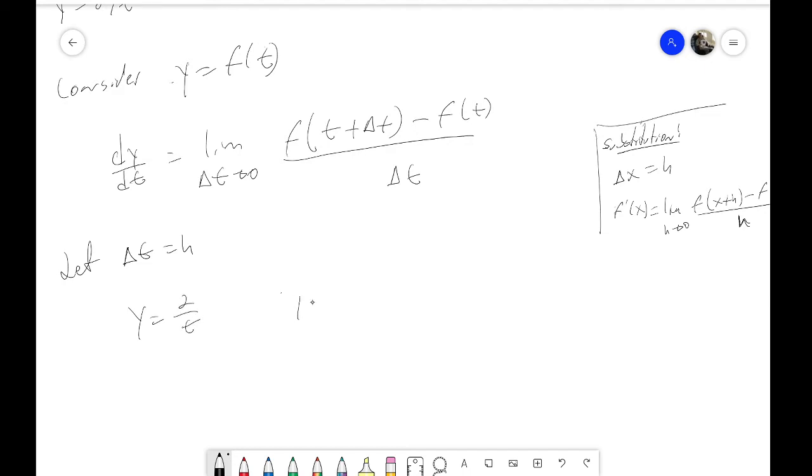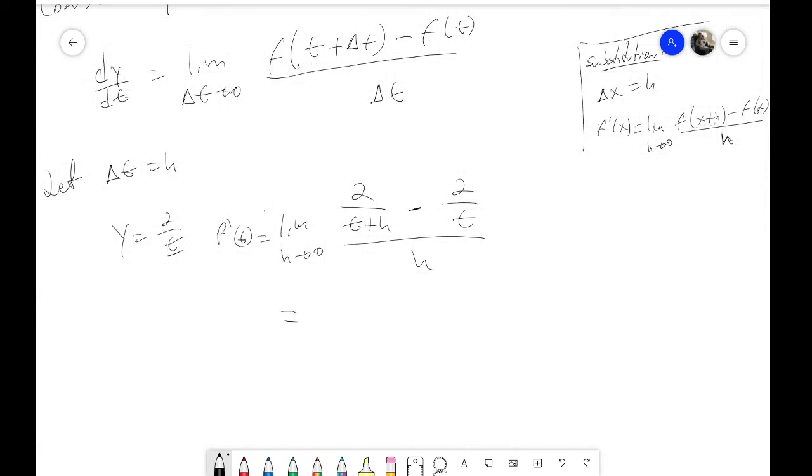So what we're really doing is taking the limit as h goes to 0. Remember, we're doing the substitution of 2 over, now we have the t here. Well, for t I'm plugging in t plus delta t, but as we just said, I'm going to be plugging in t plus h. So it's going to be 2 over t plus h minus f of t, which is going to be minus 2 over t, all divided by h. So this is what f prime of t is going to be.